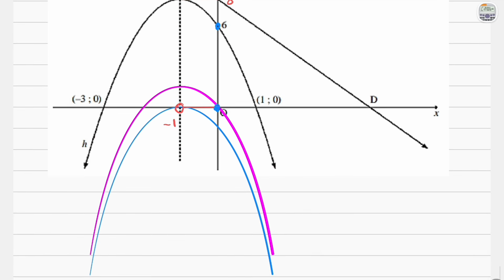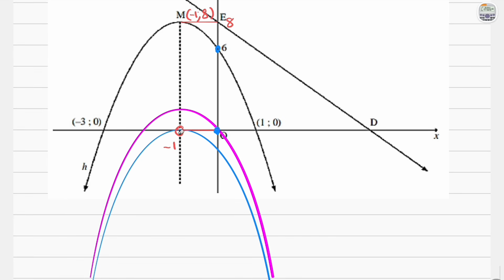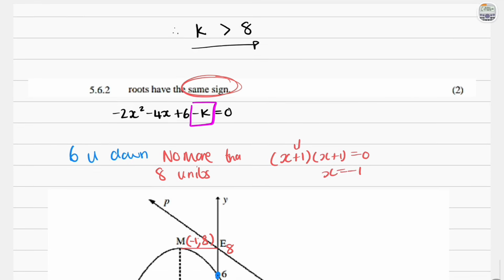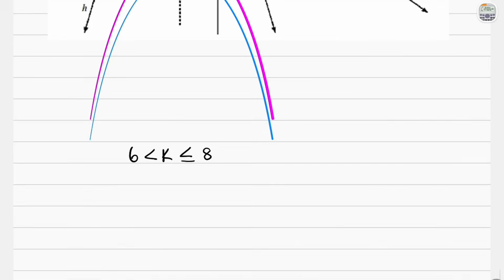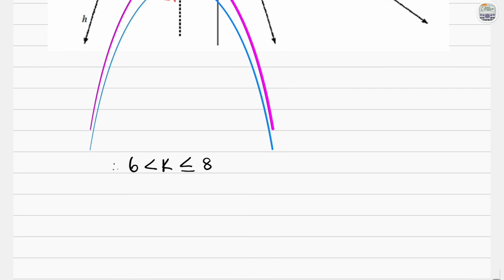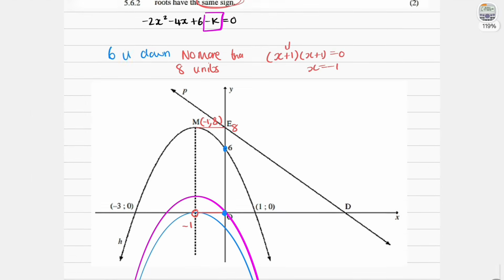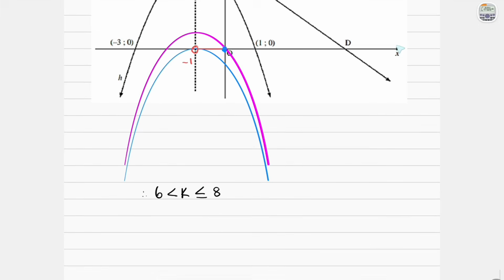I have to include the equal to 8 because here these are also roots with the same signs, technically, and that's what I was showing you here. So that would be the answer there. k is greater than 6 but less than or equal to 8, and that is our answer. Moving on to the next question.